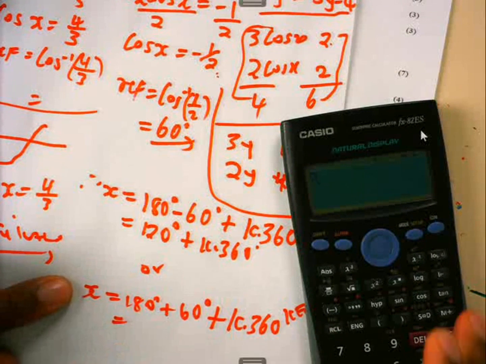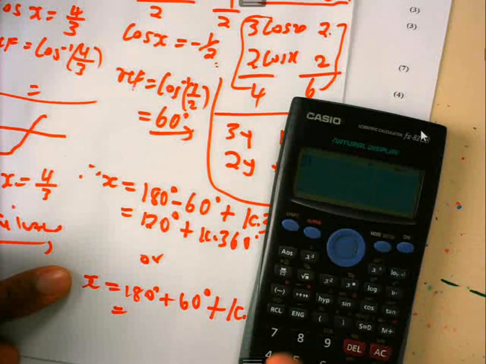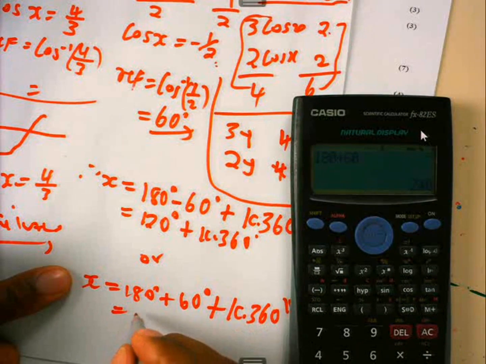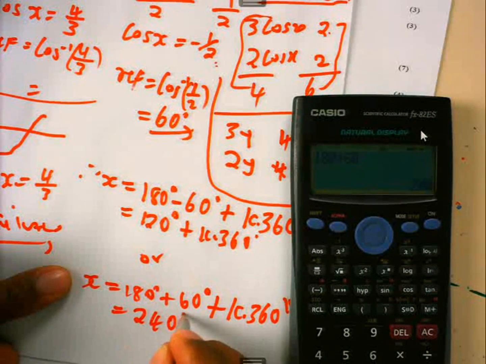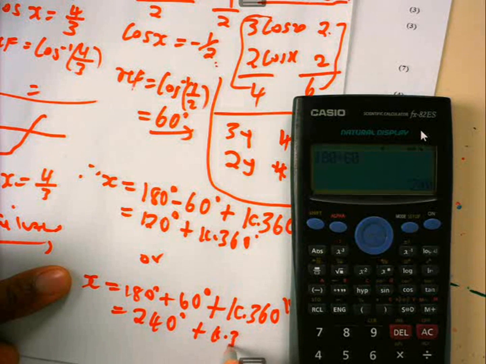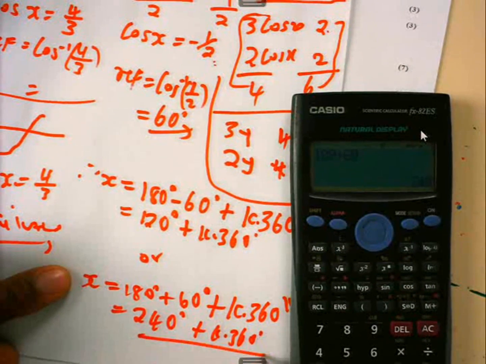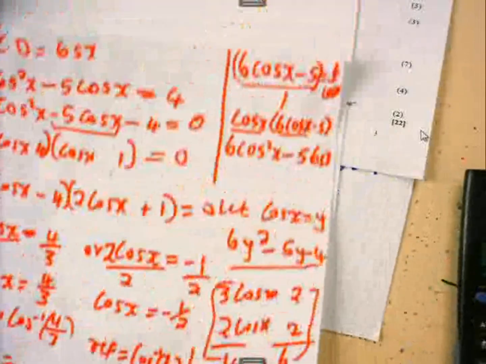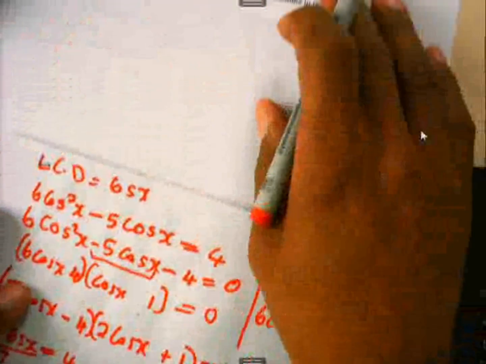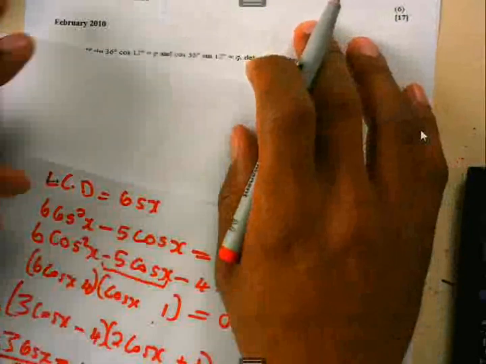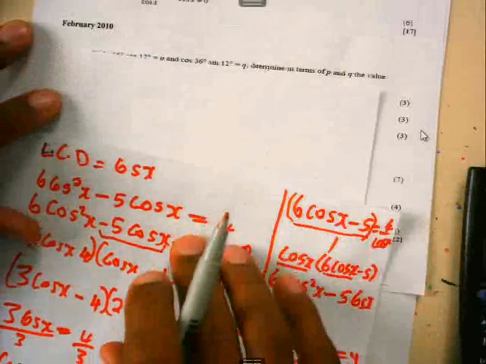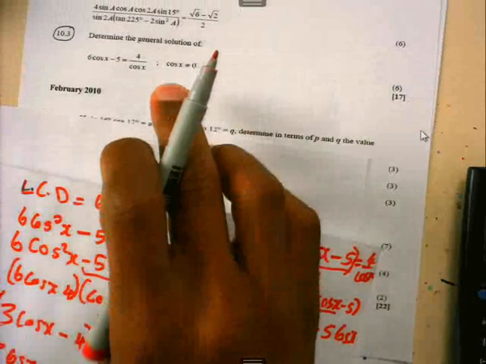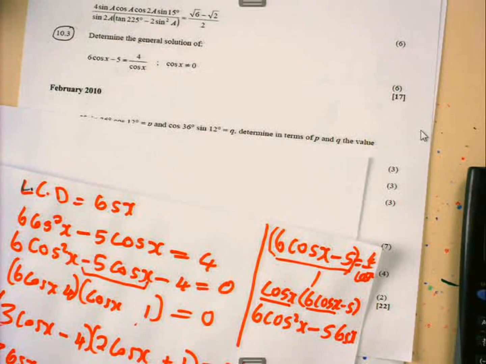Now you go to the second one: 180 degrees plus 60 degrees, that is 240 degrees plus k times 360 degrees. This is the solution for the problem we had earlier on, 6 cos x minus 5 equals 4 divided by cos x, where cos x is not equal to 0.